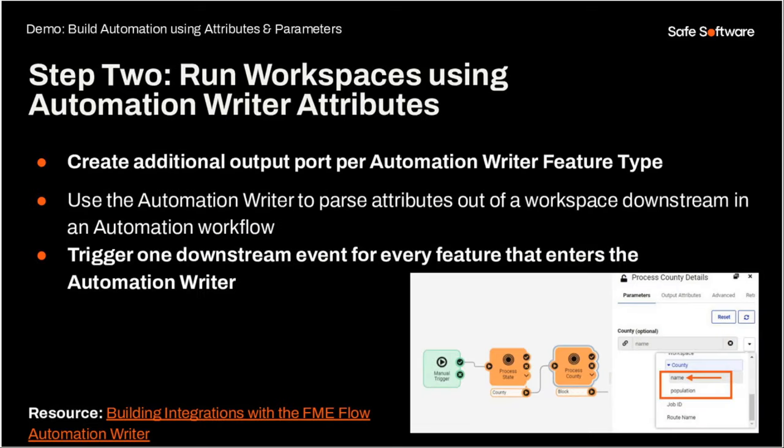The second step, once we have the trigger all set up, is to add our workspace actions. In this demo, the workspace contains an automation writer, which is going to add an additional output port and pass one message and associated attribute into the automation for every feature it receives.